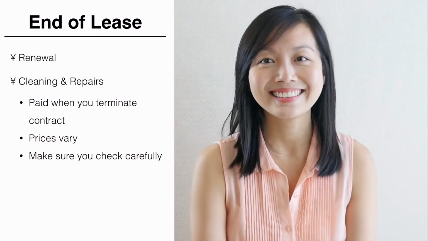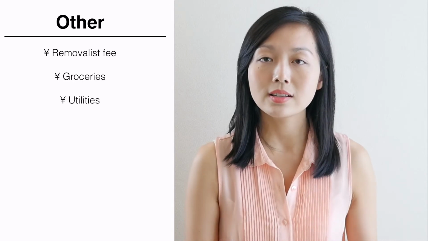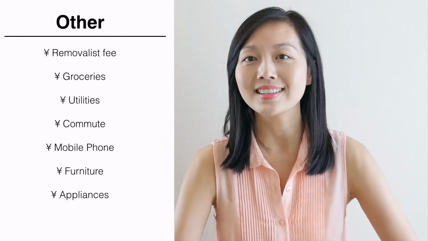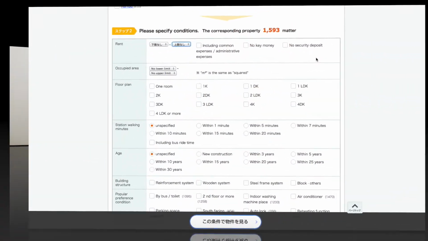Okay, now I just wanted to give you a few other expenses to consider that I forgot to mention in my last video. Make sure you also factor into your budget things like removalist fee, groceries, utilities, commute, mobile phone, furniture, home appliances, and any of the miscellaneous things that you need for your home and living. Alright, back to the website.